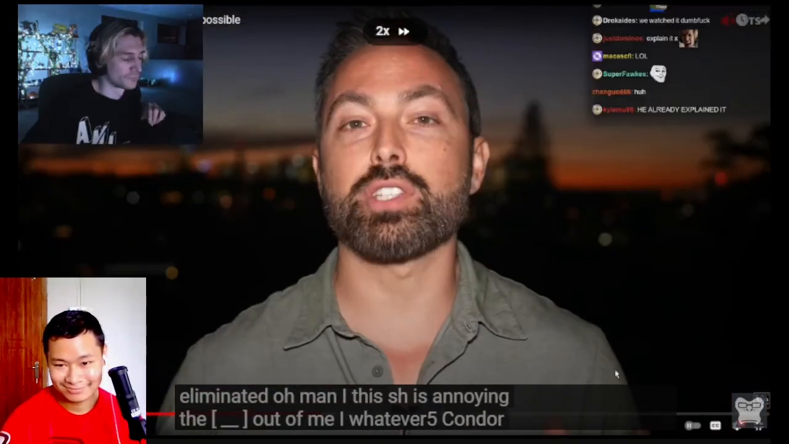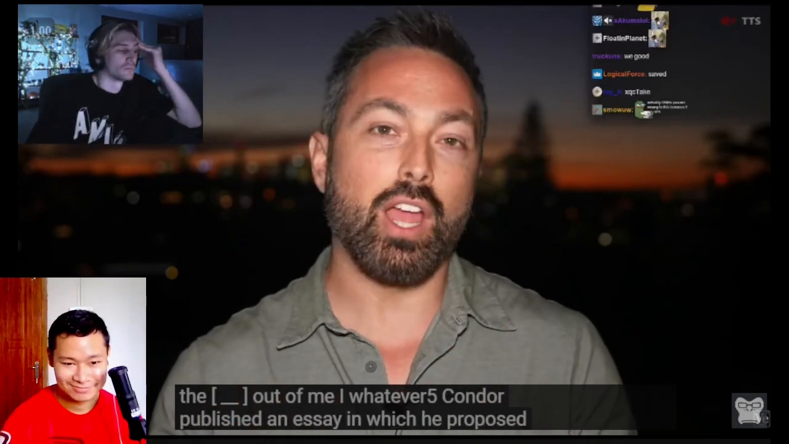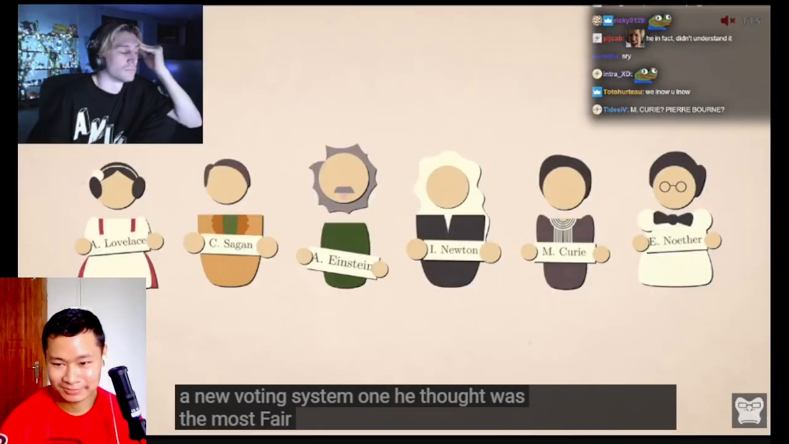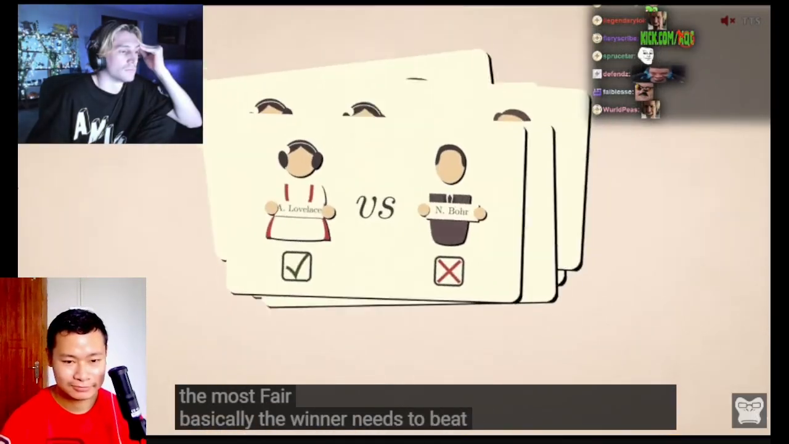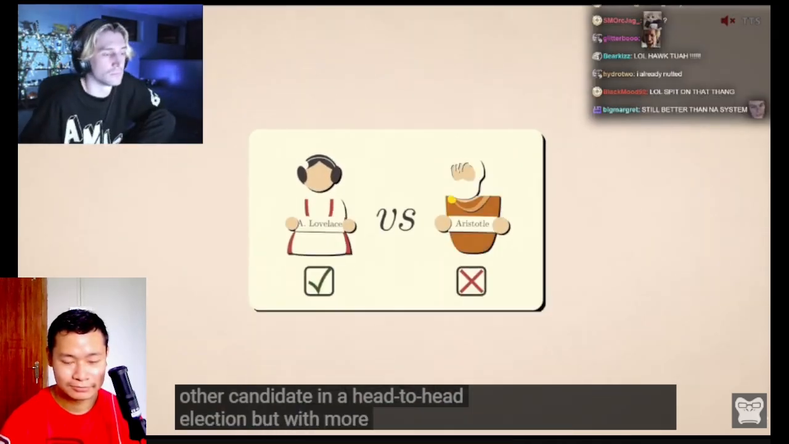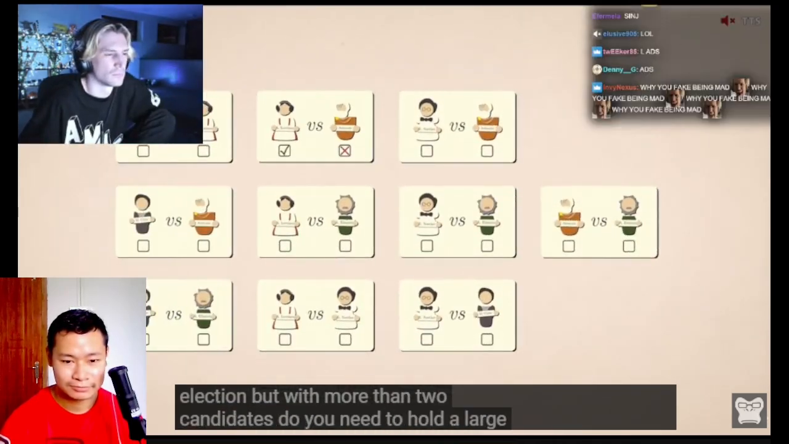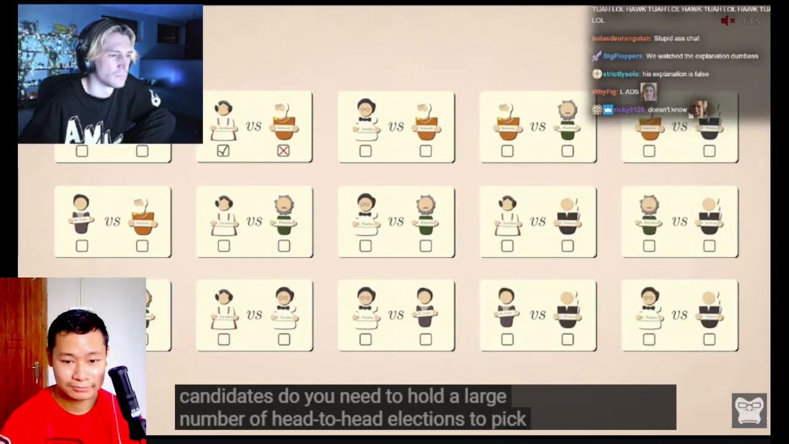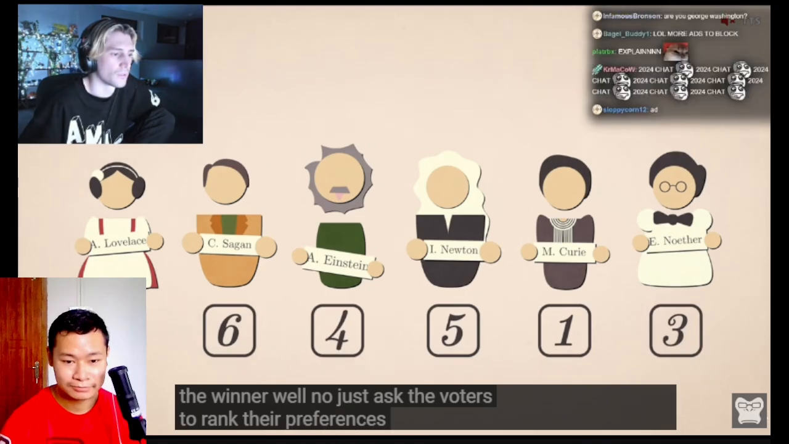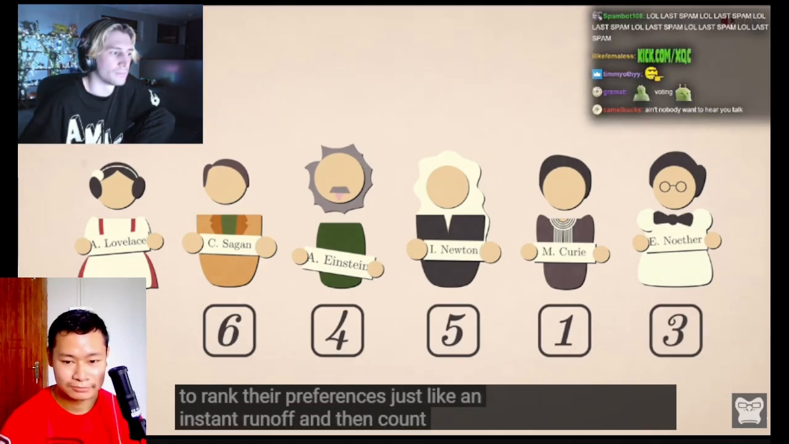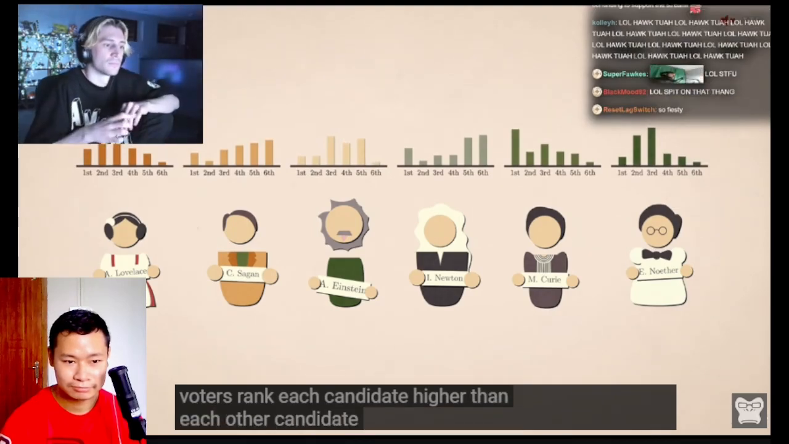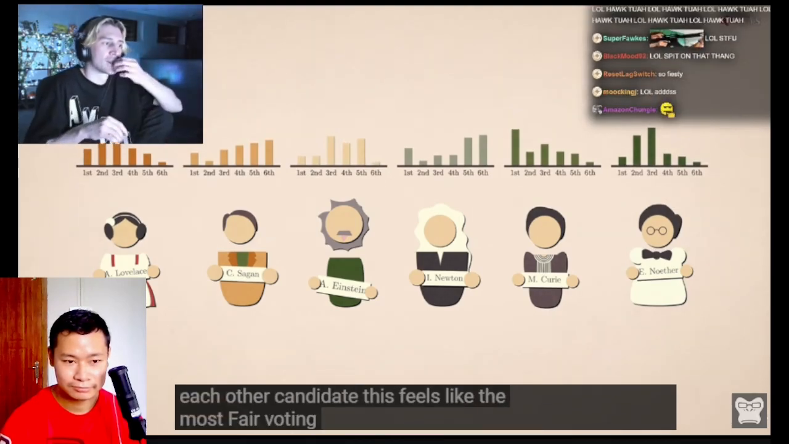Condorcet published an essay in which he proposed a new voting system, one he thought was the most fair. Basically, the winner needs to beat every other candidate in a head-to-head election. But with more than two candidates, do you need to hold a large number of head-to-head elections to pick the winner? Well, no. Just ask the voters to rank their preferences, just like in instant runoff, and then count how many voters rank each candidate higher than each other candidate. This feels like the most fair voting method.